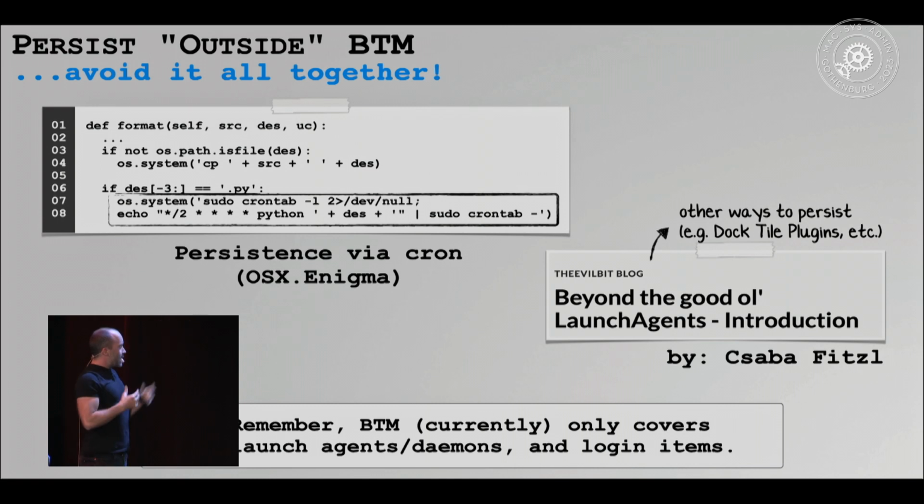So for example, Enigma persists as a cron job. Cron jobs are not currently monitored by BTM, so BTM's not even coming into the picture. There's some other great research here by some other great researchers, for example, Csaba, who has done a really good job articulating other methods that malware can persist. So check out his blog. He has something like 30 other ways to persist. Amazing. The most recent one he just wrote about, Dock tile plugins. Awesome. BTM is not monitoring this. In theory, malware could persist as a Dock tile plugin. Very stealthy, not monitored by BTM. So BTM wouldn't come into play. So this is really not a vulnerability in BTM. It's not something we should get super excited about, but it's important to understand the limitation of it.